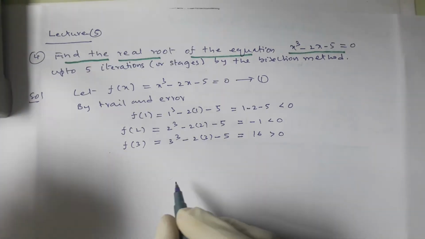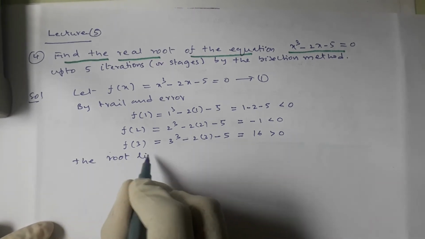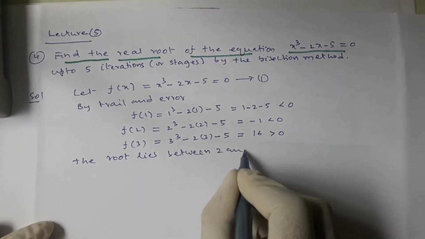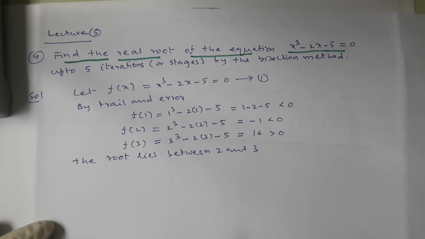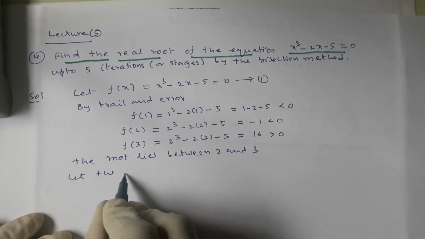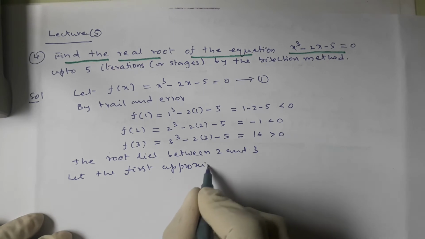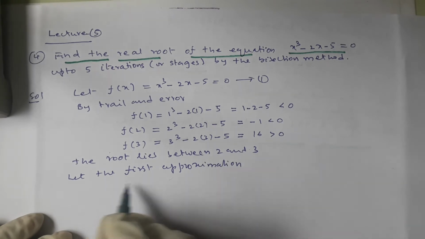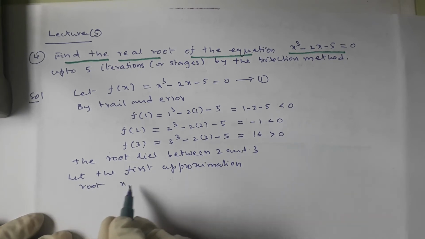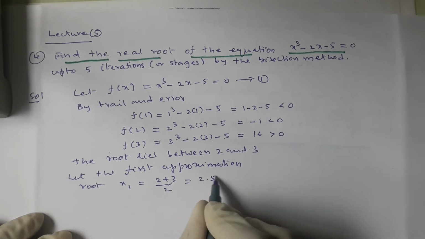So automatically the root lies between 2 and 3. So let the first approximation root x1 is equal to 2 plus 3 by 2 is equal to 2.5.